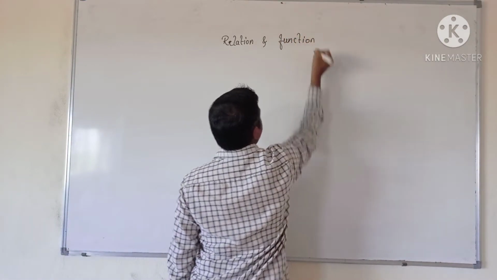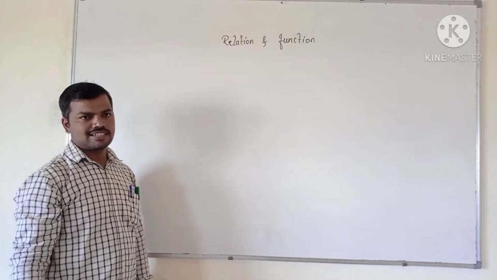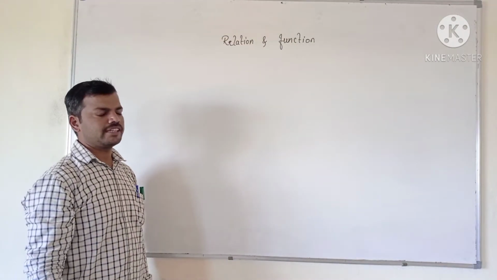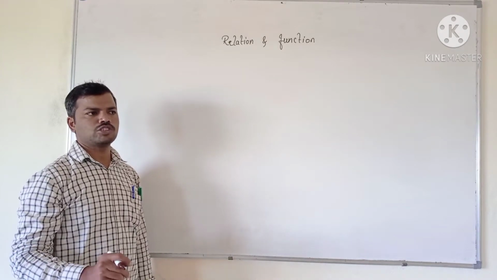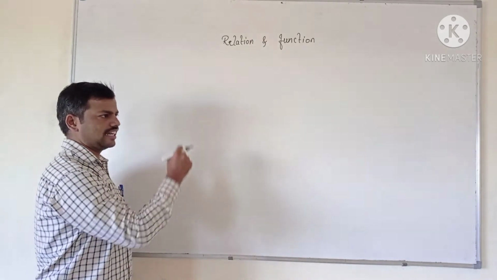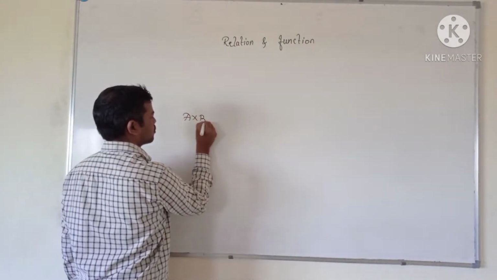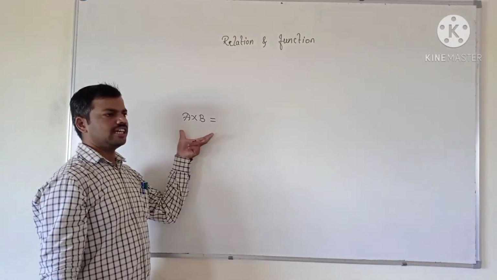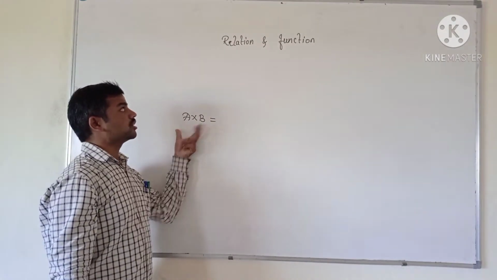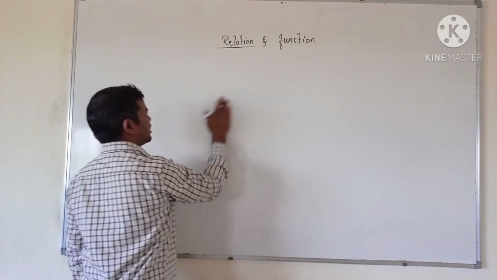Replacement function. In this chapter, we have already discussed the Cartesian product. What we mean by the Cartesian product is the collection of all possible ordered pairs from set A to B, and we indicate it as A cross B. And also we have solved problems on the A cross B Cartesian product. Next, we have to study the relation in detail.